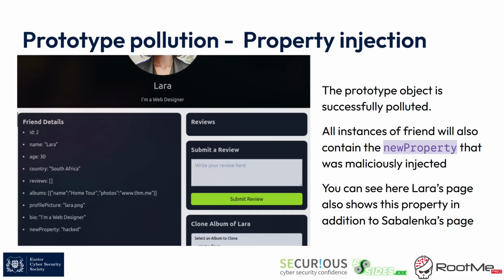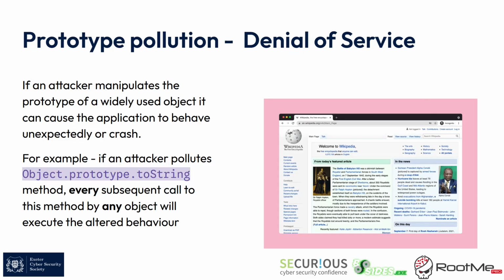Yeah. Okay. So the third type of attack would be a denial of service, if an attacker can manipulate the prototype of a widely used object. So if you think in the backend, what are some really popular JavaScript functions? It could be things like toString, toUpper, toLower, string manipulation functions. It could be common math functions in JavaScript. If an attacker can actually manipulate the prototype linked to that function, it can cause the application to behave really unexpectedly or crash.